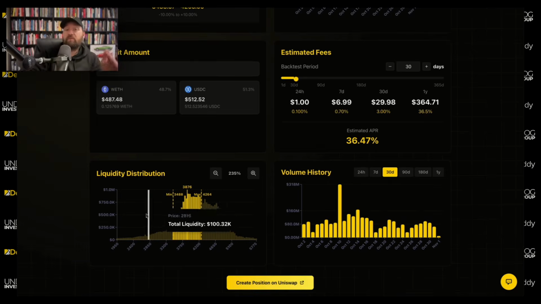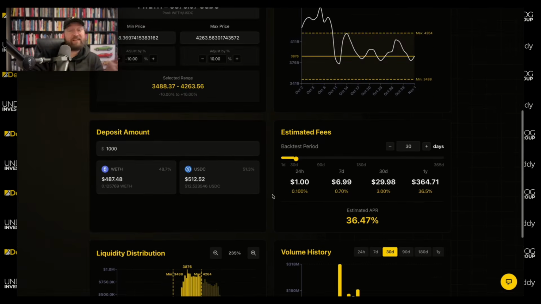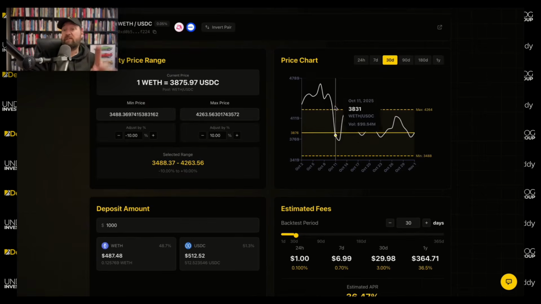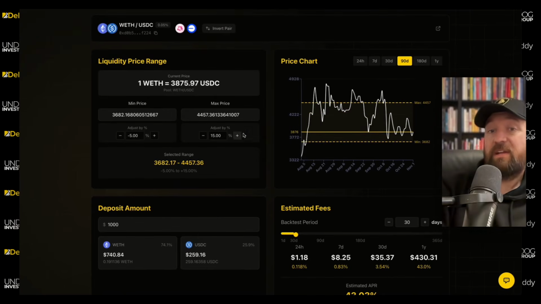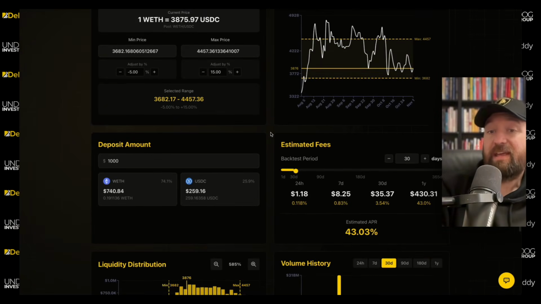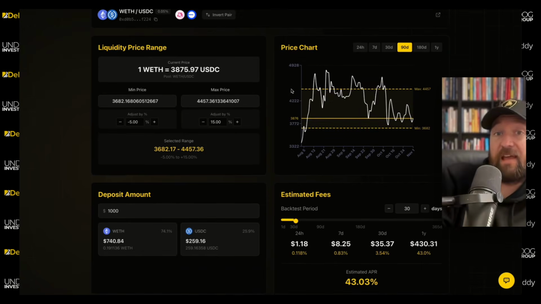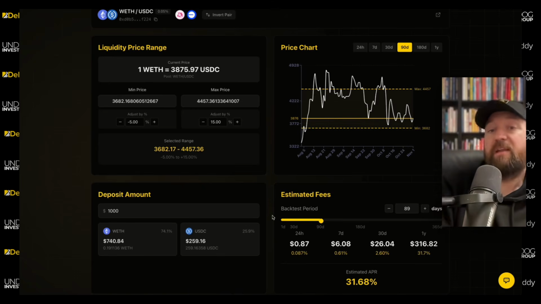So using DeFiBuddy, you can see liquidity distribution. You can also come in here and actually backtest. So this is the price of ETH. It's swinging quite widely right now, but you could zoom out and you could start making some decisions to provide liquidity in a certain range based on history. And I could also say, hey, over the last 90 days, if I was in this range, what would my estimated earnings be?